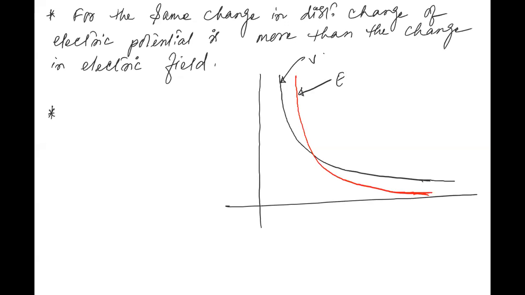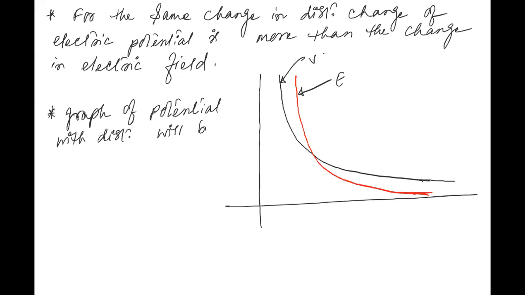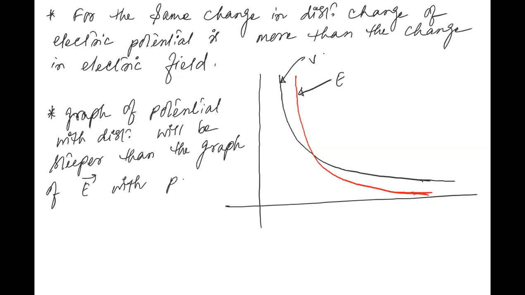I'll write it down: the graph of potential with distance will be steeper than the graph of electric field with potential, sorry, with distance. Note it down quickly, hurry up now.